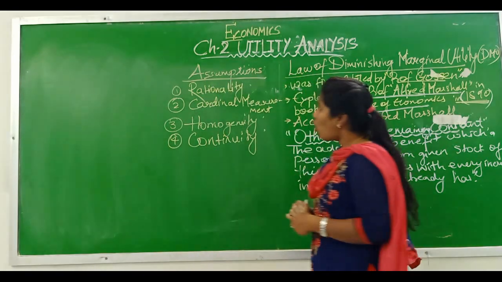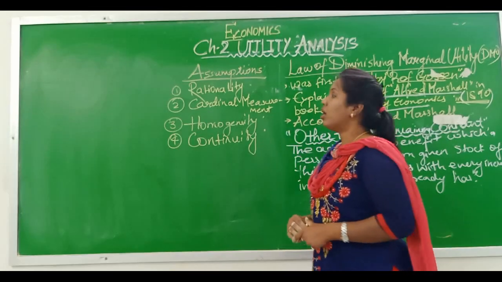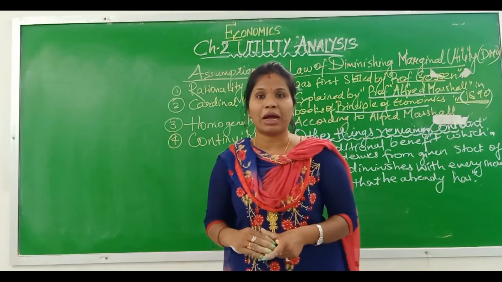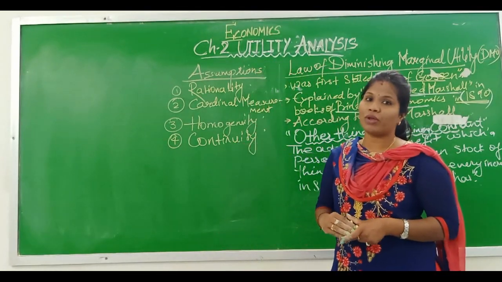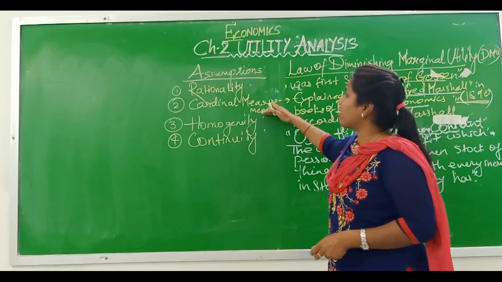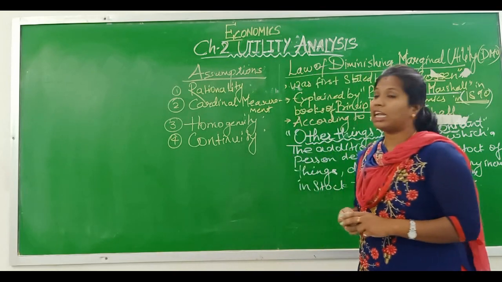So these are the first 4 assumptions of the law of DMU, that is diminishing marginal utility, given by Alfred Marshall. The first is rationality, second is cardinal measurement, third is homogeneity, fourth is continuity.